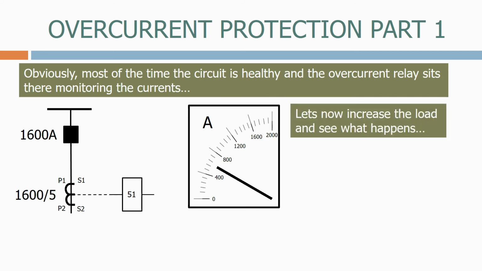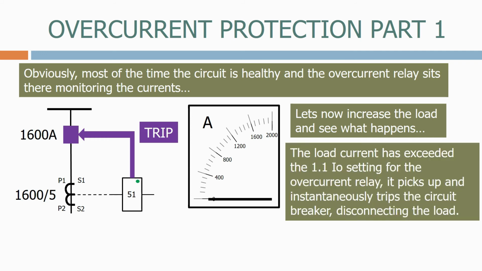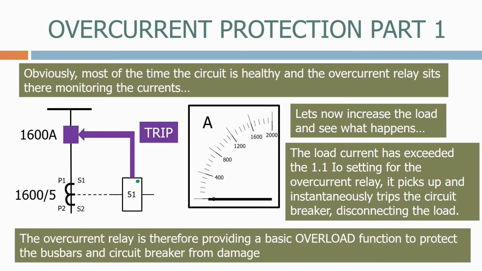Let's now increase the load and see what happens. The load current has exceeded the 1.1 IN setting for the overcurrent relay. It picks up and instantaneously trips the circuit breaker, disconnecting the load. The overcurrent relay is therefore providing a basic overload function to protect the bus bars and circuit breaker from damage.